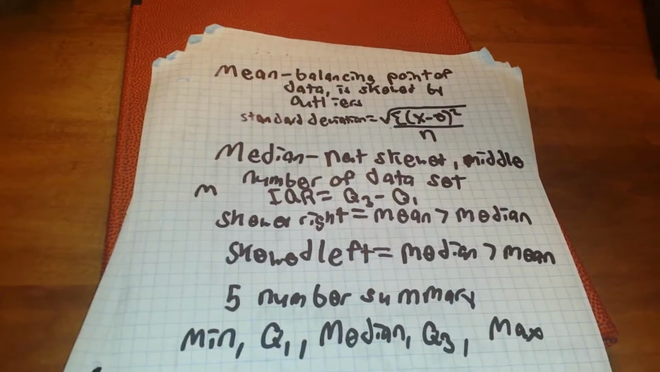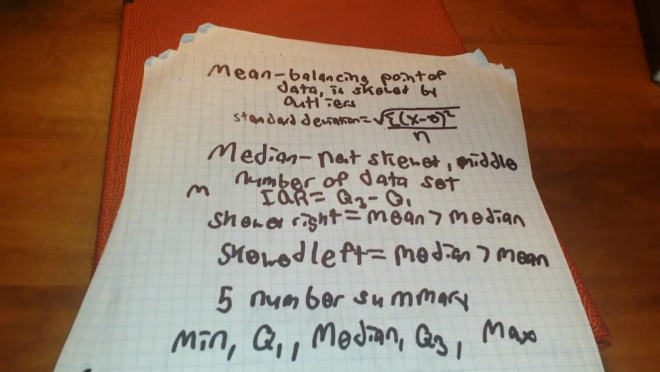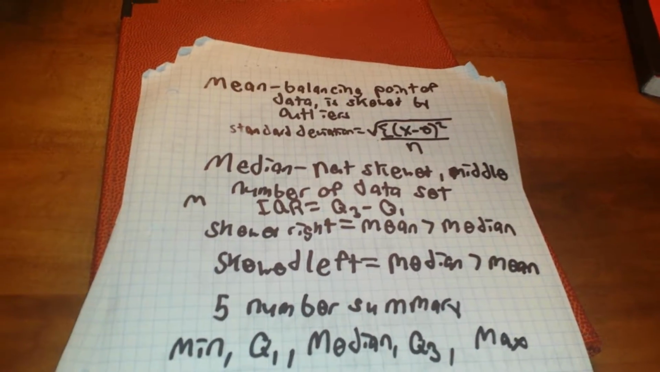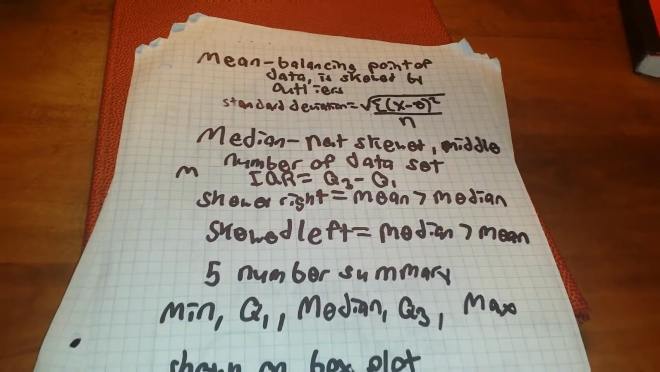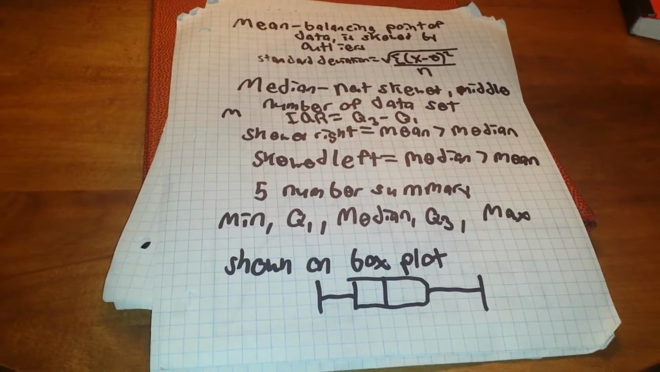The 5-number summary of a data set includes the minimum, the first quartile, the median, the third quartile, and the maximum. These 5 numbers are shown on a box plot. A box plot is sketched below.